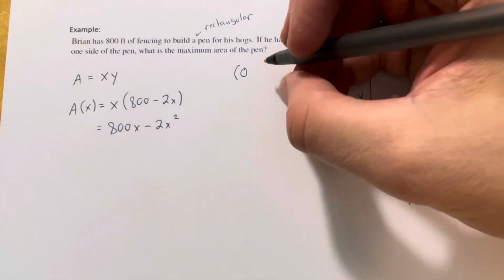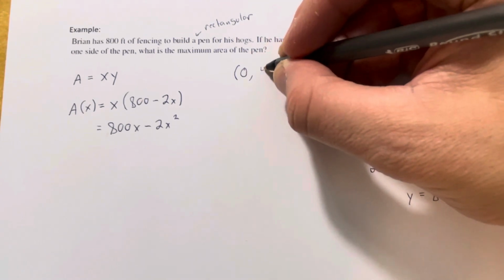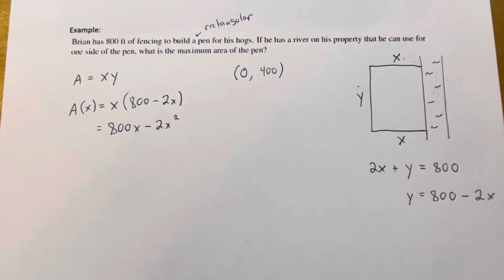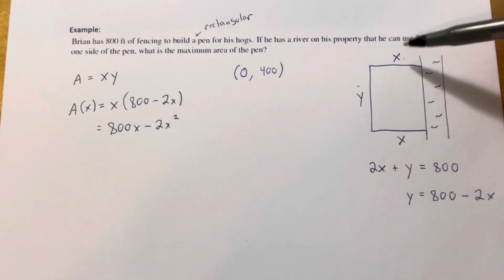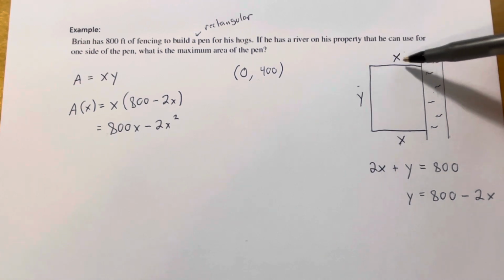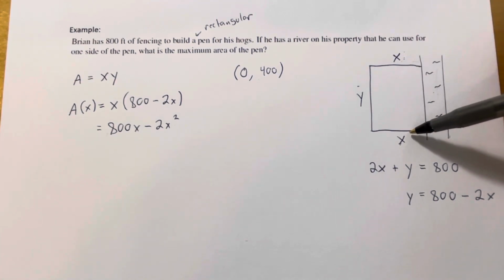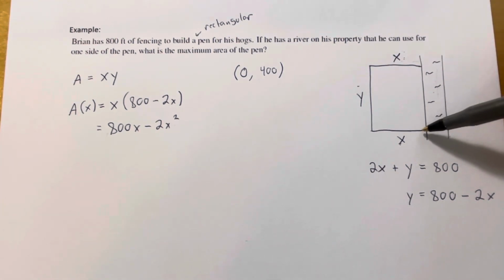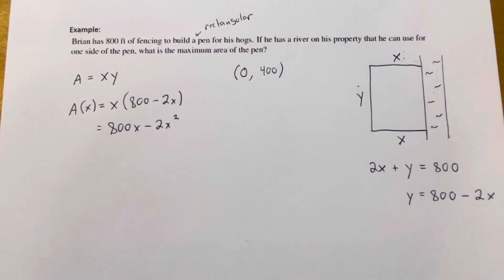X can also be as big, or almost as big, as 400. Now, where did that 400 come from? Well, remember, we have 800 feet of fencing, and whatever I use for the side here, I have to use the same amount of that here. So if I use 400 feet of fencing for x, I'm going to use another 400 feet here. That adds up to 800 feet.